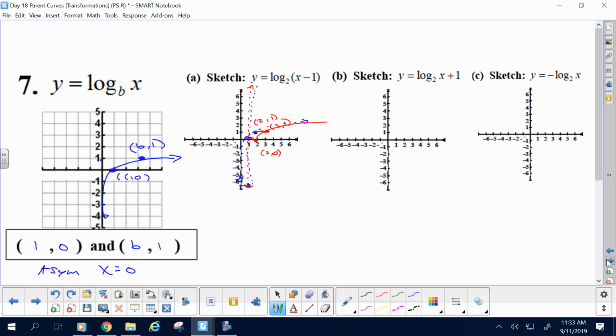So the graph looks like that. Okay. Log base 2 of x plus 1. Log base 2 of x looks like this: 1, 0, and 2, 1, before shifting, and then the 1. What does the 1 do? Up 1 or left 1 or right 1?